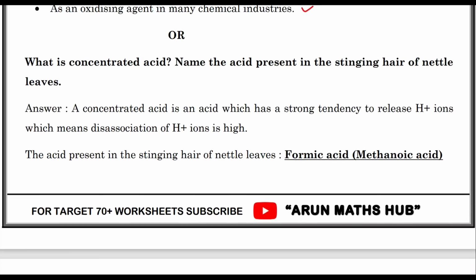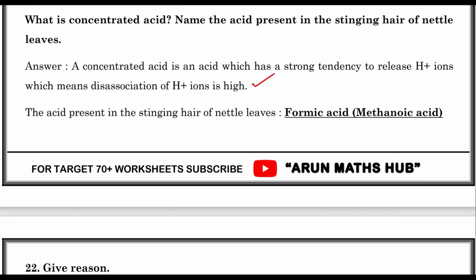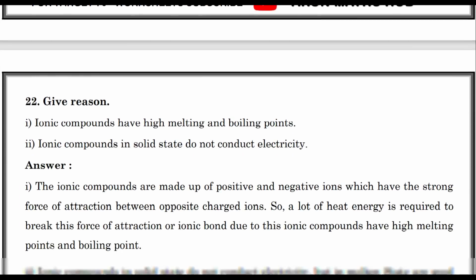What is concentrated acid? Name the acid present in the stinging hair of nettle leaves. A concentrated acid is an acid which has a strong tendency to release H plus ion, which means the splitting of H plus ions is very high. That means complete dissociation will be there in the acid. The acid present in the stinging hair of nettle leaves is formic acid or methanoic acid.